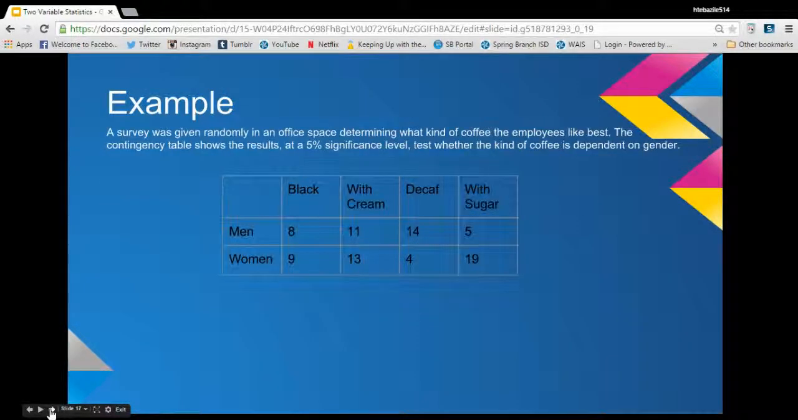Here's an example. A survey was given randomly in an office space determining what kind of coffee the employees liked best. The contingency table shows the results. At a 5% significance level, test whether the kind of coffee is dependent on gender.